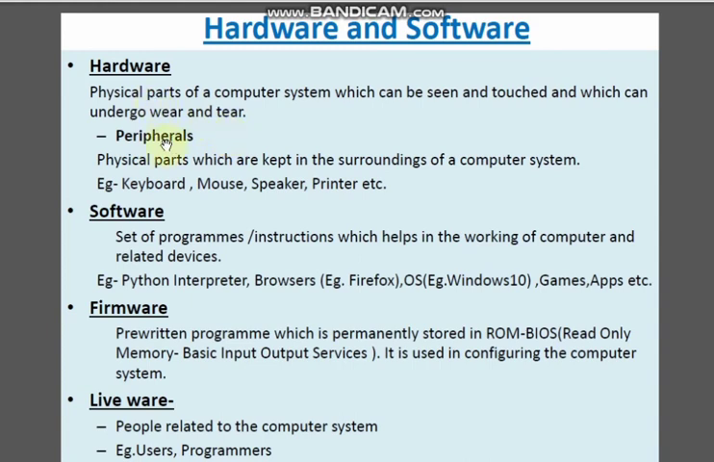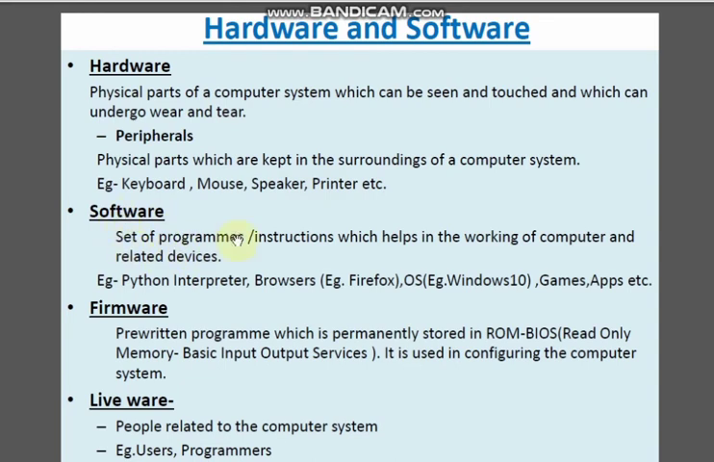Peripherals are a part of hardware, all the physical parts which are kept in the surroundings of a computer system. If we say that the main CPU is our computer system, then the peripheral devices are hardware, and they can be termed as peripherals also, like keyboard, mouse, speaker, printer, which surround the computer system.